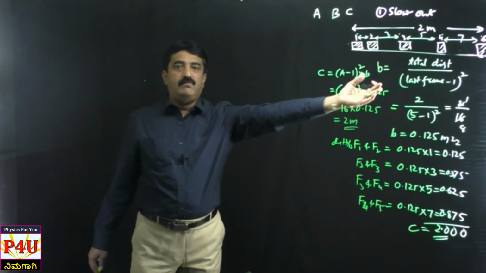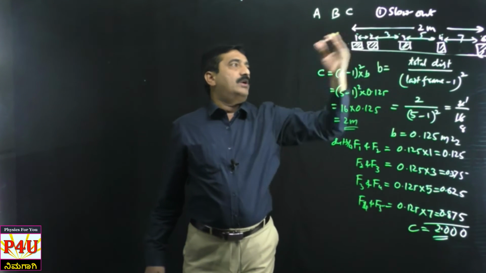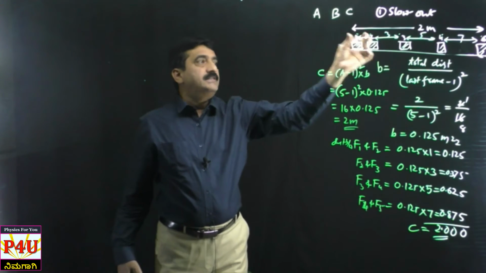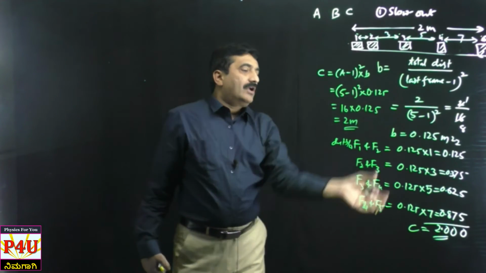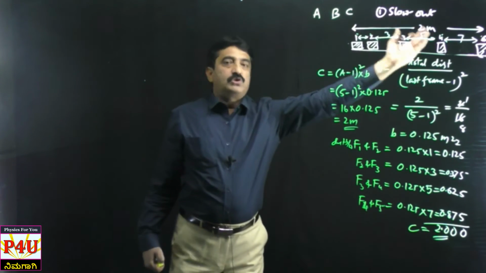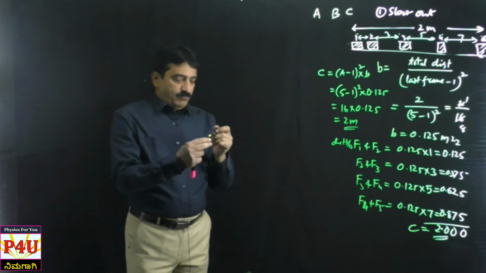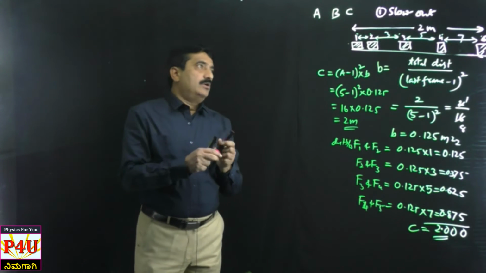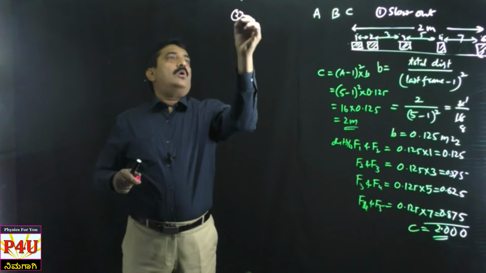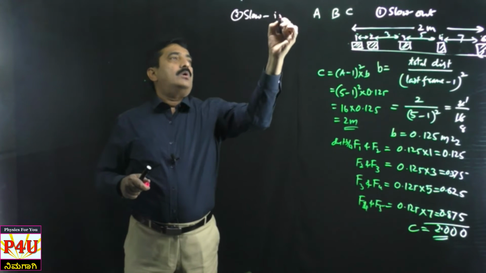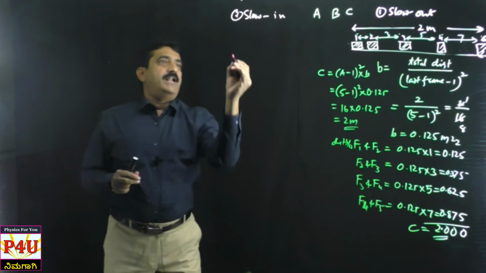This is the scenario number 1 in which I calculated the total distance, frame to frame distance as well as base distance, and cross verified the total distance for slow out process. Dear students, you got it? I hope you got it. Now let me move on to second scenario where I have slow in process. Slow in process is just opposite.